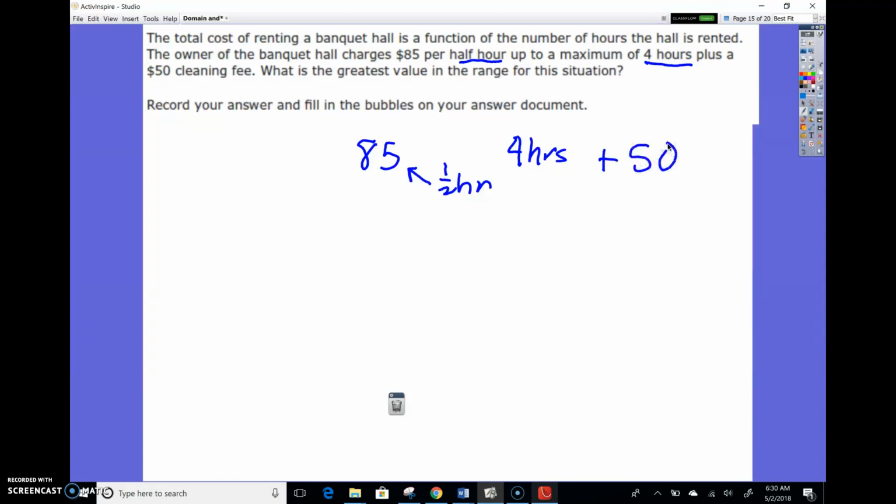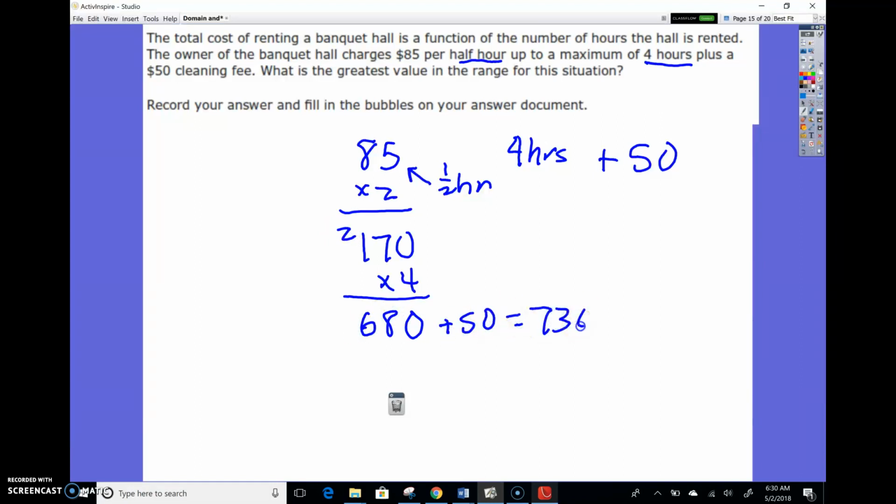What is the greatest value in the range of this situation? So it's $85 for half an hour, so that's times 2, so that's $170 for each hour. Times 4 is 680, plus 50, so that should be 730.